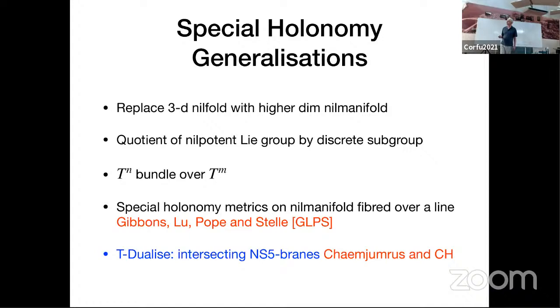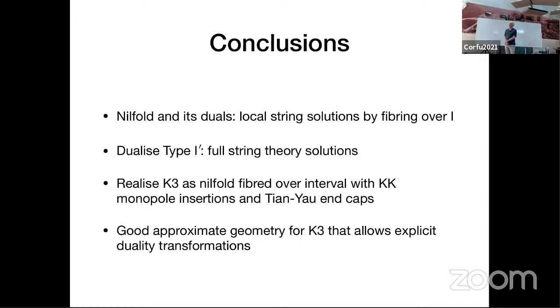So let me conclude. The nilfold and its duals give rise to local string solutions by fibering over an interval. Dualizing the type I prime enabled us to find full string theory solutions, at least in the context of the Neveu-Schwarz fivebrane and the Kaluza-Klein monopole. And in the Kaluza-Klein monopole case, it led to a realization of K3 as this nilfold fibered over an interval with Kaluza-Klein monopole insertions and Tian-Yau end caps.